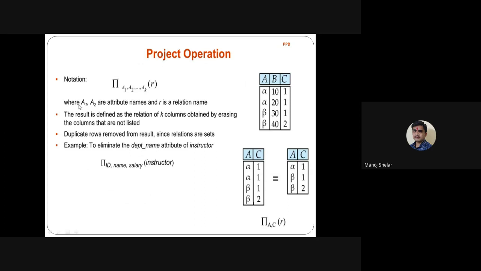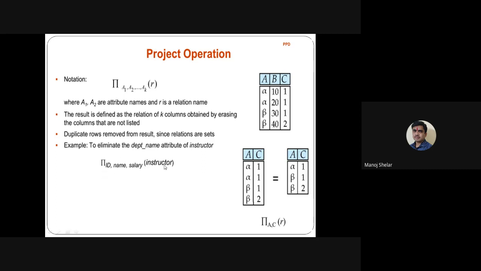Okay. So here A1 and A2 are the attributes, and R is the relation name. The result is defined as the relation of the K columns obtained by erasing the columns that are not listed. Then duplicate rows are removed from the result, since relations are sets. So here is a simple example.